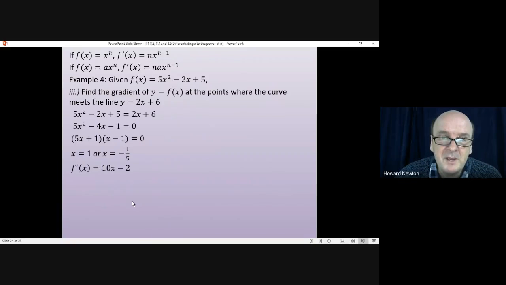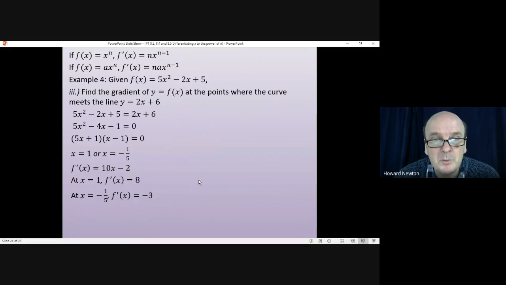Now we need to find the gradient of those 2 points. Well, the gradient, as we found before, is equal to 10x minus 2 when we differentiate the function. All we have to do now is substitute x equals 1 into that, which gives us a gradient of 8, and substitute x equals minus a fifth into that, which gives us a gradient of minus 3. And that would be the answer.